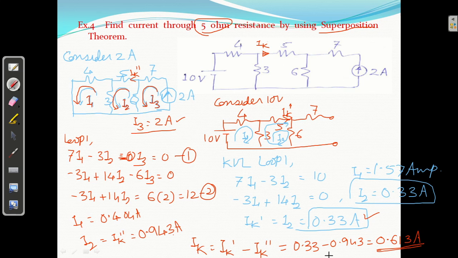So your answer will be negative because you have taken this direction, but the actual current is larger in the opposite direction, so it is minus. That is the answer. I had taken 4 numericals, 2 based on the superposition theorem and 2 based on Thevenin's theorem. Norton's I have taken earlier, 2 numericals, that is more than sufficient.